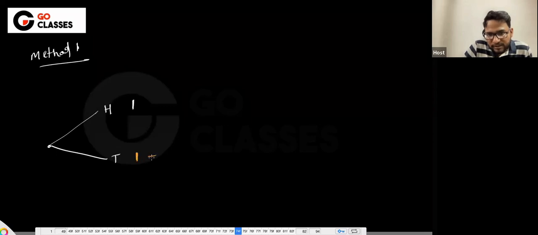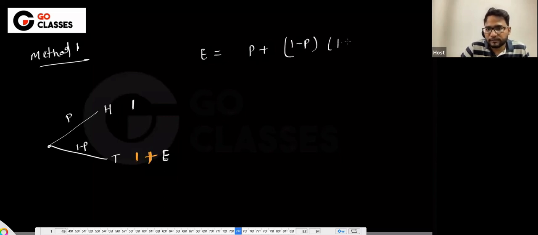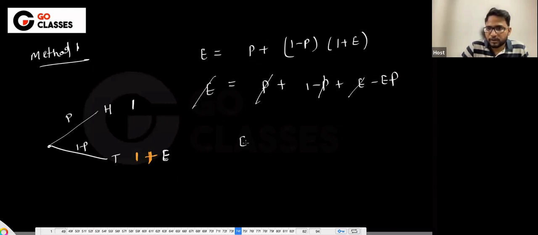So you will say 1 plus something else. And what is that something else? That restart will take E tosses again. So if this probability is p, then this is 1 minus p. Then you can say the expected number of tosses E is p into 1, that is p, plus (1 minus p) into (1 plus E). Let's just find out this E from here. E equals 1 by P.